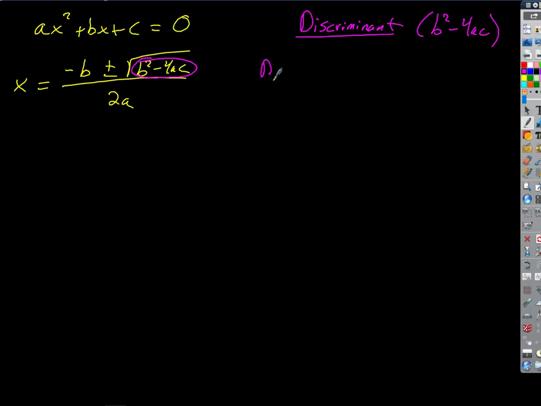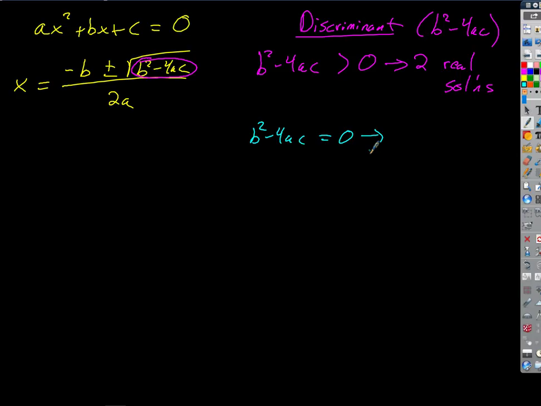So if b squared minus 4ac is greater than 0, if it's positive, what's going to happen? Am I going to get i's? No, I'm going to get real answers. How many? Two. One for the plus and one for the minus. So that means I'm getting 2 real solutions.